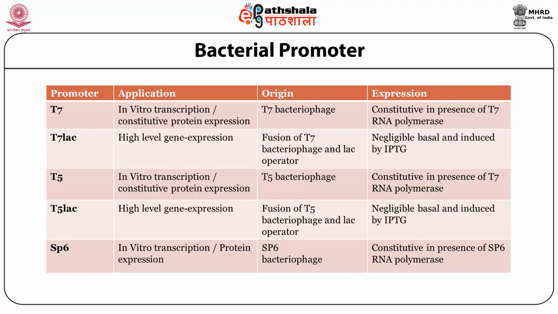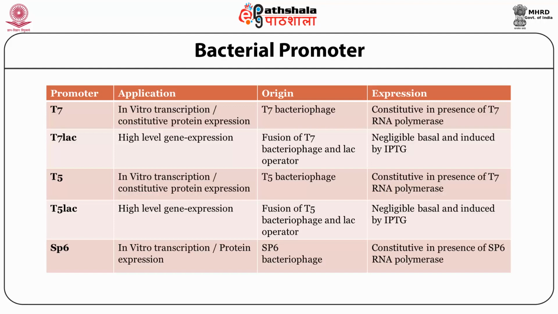And in this case, the transcription is constitutive. That means there is no regulation. If you clone your gene into a vector where there is a T7 promoter and you have a T7 RNA polymerase, the expression or the transcription of that gene will be constitutive. The T7 lac promoter is a fusion of T7 and a lac operator system, and again T7 is from bacteriophage origin.